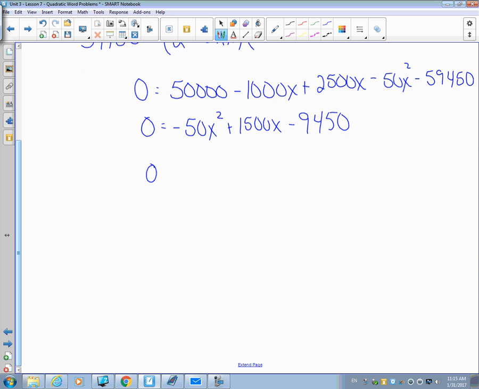These are big numbers, so let's try common factoring first. Let's take that 50 out. In fact, let's take the negative 50 out, so my squared term becomes a positive. Kind of what we want, right? 1,500 divided by negative 50 will give us negative 30. And negative 9,450 divided by a negative makes a positive 27.